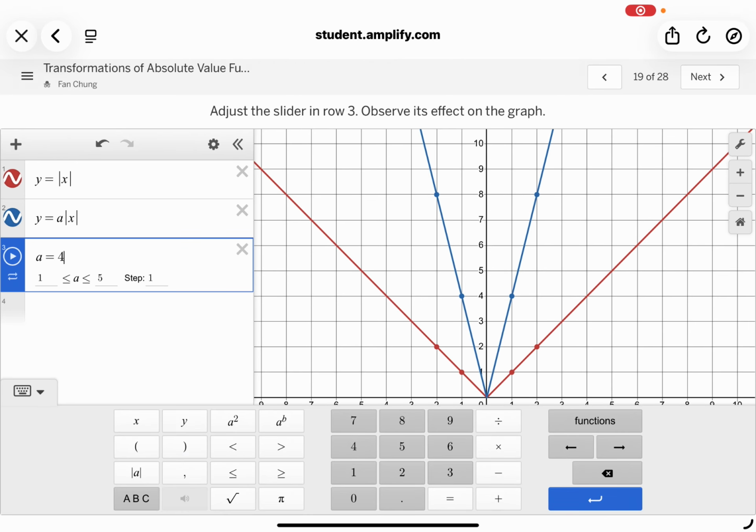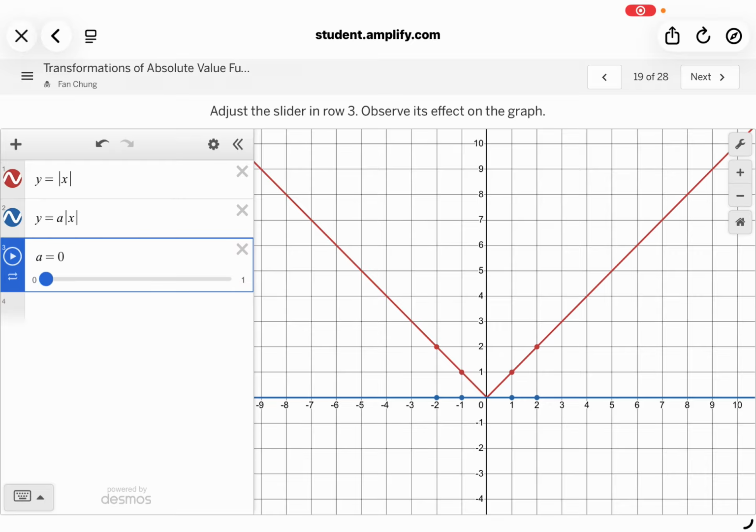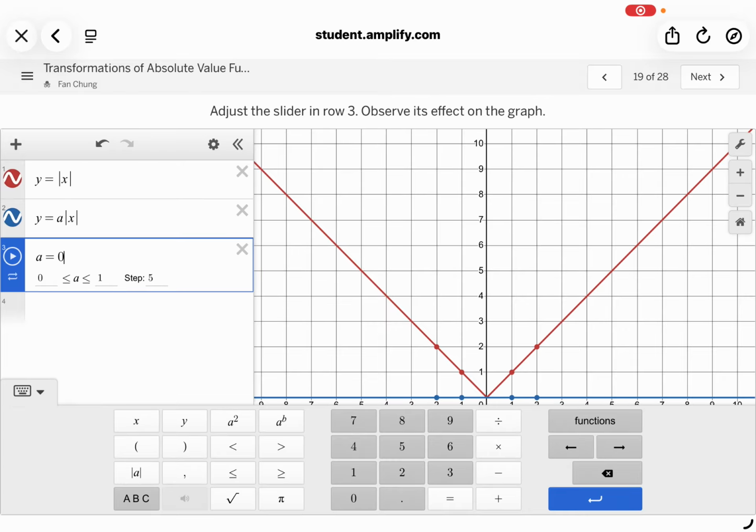Let's see if I can tweak this so we can see it. Okay, it's not doing it. Dang it. Okay.